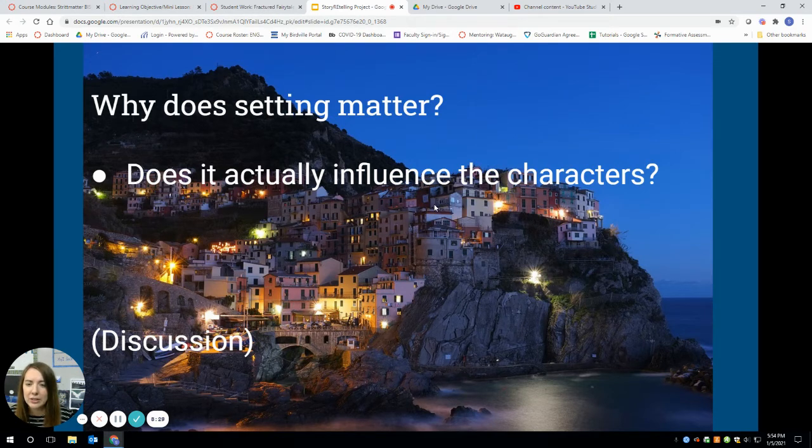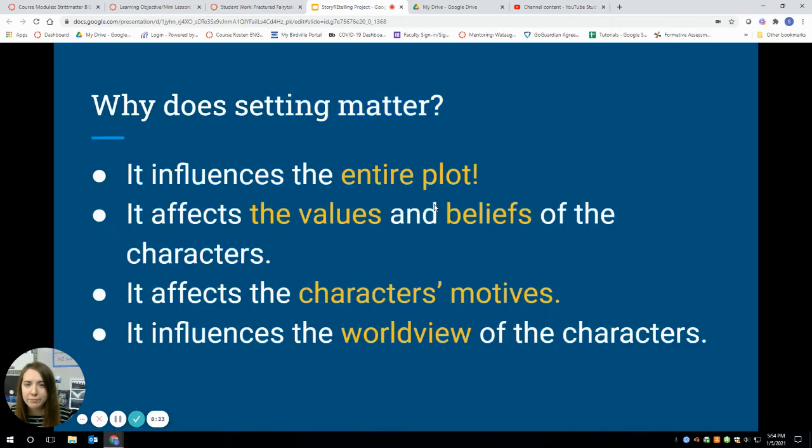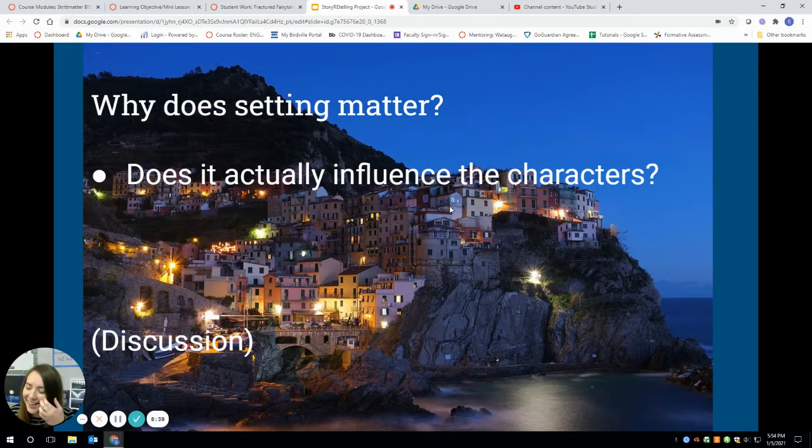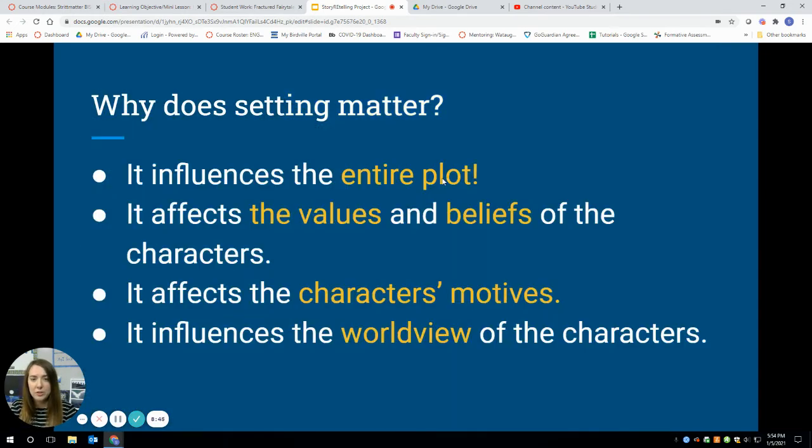So why do we really care about setting? Does the setting actually influence the characters? Well, yeah, because it's going to influence the entire plot. So your setting affects your character's beliefs, and it affects your character's motivations.